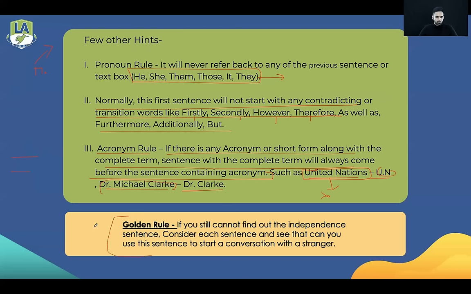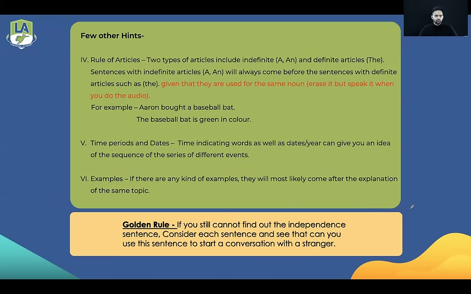Remember this thing, if you are still not able to find out the independent sentence, consider each sentence and see, can you use the sentence to start a conversation with a stranger? Let's say these are 5 sentences and there's a person, you don't know who this person is. Can you use these sentences to start your conversation with a stranger? If yes, that's your independent sentence. So if you can use that sentence to start your conversation with any stranger, a person you don't know, that will be your first sentence.